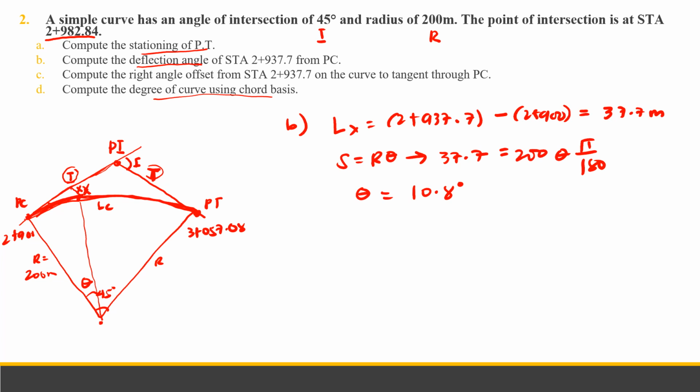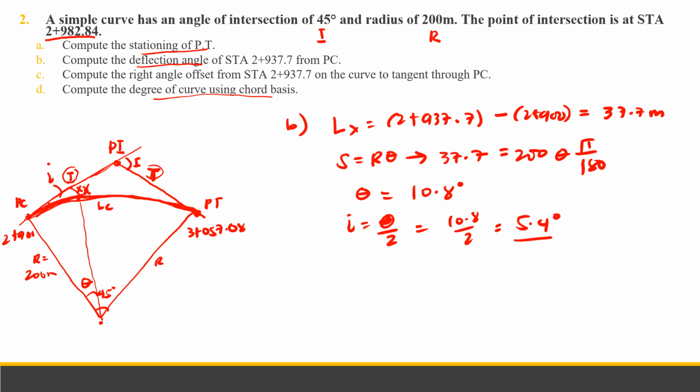So ngayon naman, the deflection angle is simply half nung central angle natin. So this is 10.8 over 2. So this is equal to 5.4 degrees. So yan yung dito, yung deflection angle dito. This is I. So yung kanina sa figure natin.